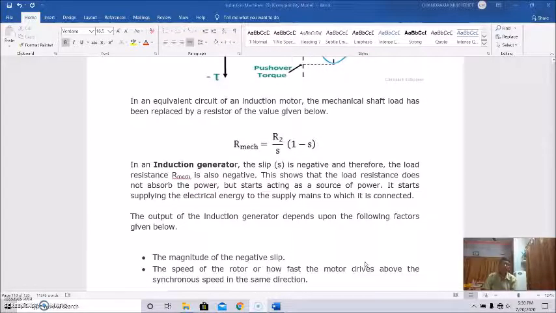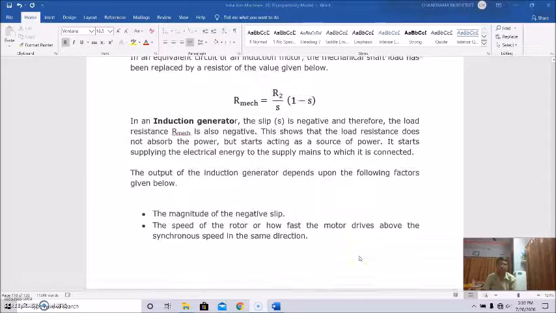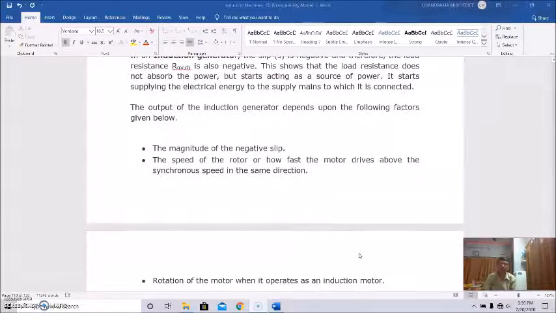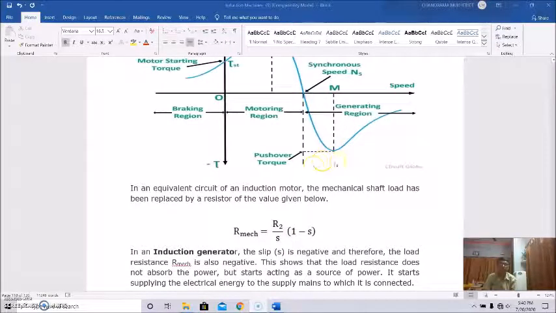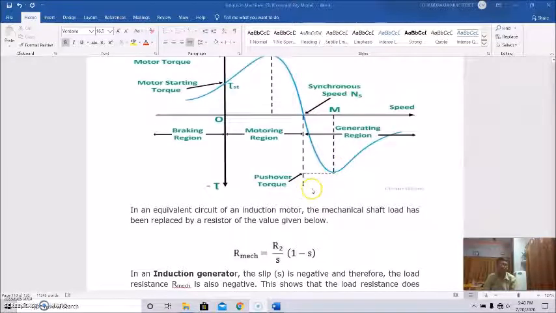The output of an induction generator depends upon the following factors: the magnitude of the negative slip, and the speed of the rotor, that is, how fast the machine is driven above the synchronous speed in the same direction as the rotation of the machine when it operates as an induction motor. It is clear from the torque speed characteristics of the induction machine that the maximum possible induced torque occurs in the generating mode, and this torque is also known as the pushover torque. So this is the maximum possible torque produced in the generating mode, and that is known as the pushover torque.